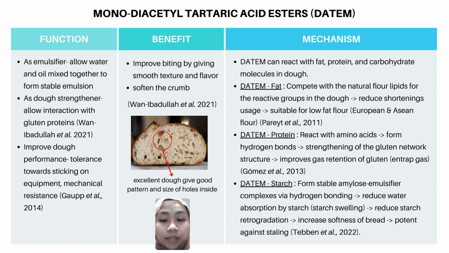And as for DATEM and starch, it forms a stable amylose emulsifier complex via hydrogen bonding, which can reduce water absorption, which reduces the starch swelling. This means that it reduces starch retrogradation as well, and this can lead to increased softness of bread, and this can be a potent agent against the staling process in the bread.